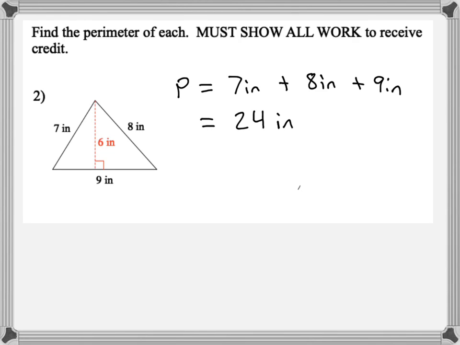In this particular problem, that 6 inches is just an extra piece of information that is not needed for what we are asked to find. We were only asked to find the perimeter, so we only needed the 7, the 8, and the 9. If we were asked to find area, like you will be later on in this video, that height of 6 inches would come into play. But when we were asked for perimeter, we only needed the measure of the outside, so that's 7, 8, and 9. Let's look at another example.